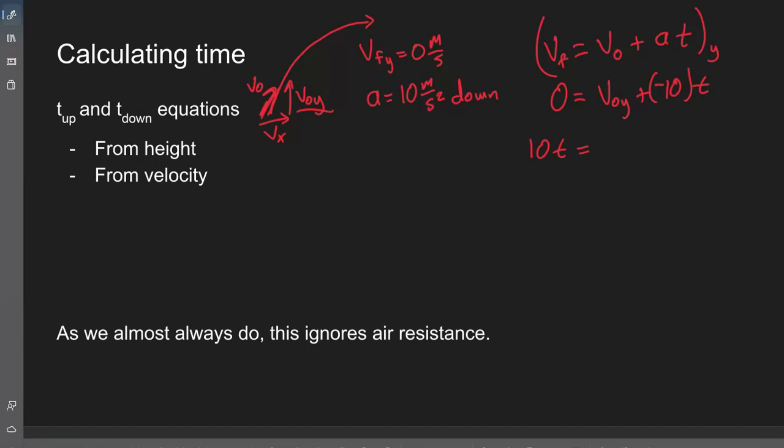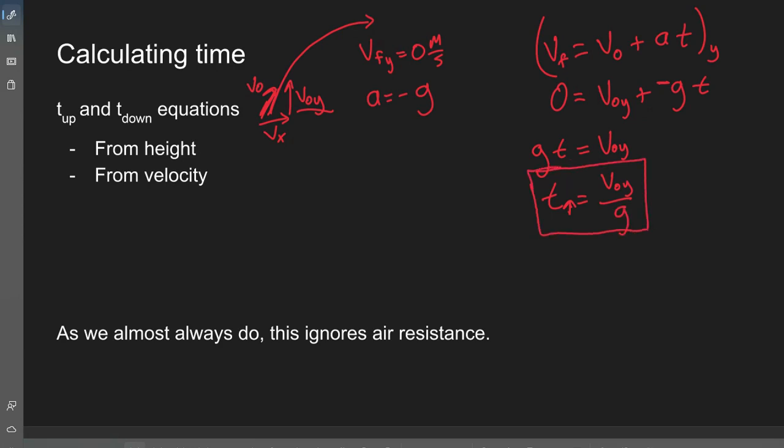Actually, I'm not going to put in 10 here. I'm just going to use the letter g. You can use the letter g. So acceleration is equal to g, but it's negative g really, and g is 10. It's that 9.81. However, it just makes it easier to represent in an equation. So I'm going to add gt to both sides, so that gets rid of this term there. So gt is equal to v initial in the y-axis. So our time on the way up is equal to v naught y over g. All right. Time up is equal to v naught y over g. Great. That is a simple equation. We like simple.